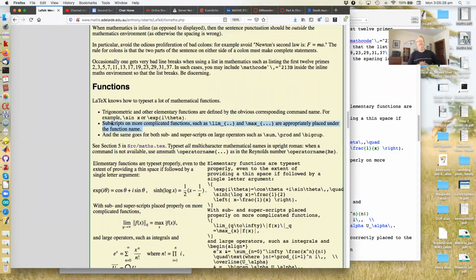Now, there are some more complicated functions such as limit and max. Normally, when we put a sub or a superscript, it goes on the right-hand side of the symbol, yeah? But for limit and max and various other operations, we normally write information underneath lim and underneath max. LaTeX will do that for us. So this is the example down here. This is how we want it to be typeset. How do we get it? We say limit subscript q goes to infinity. LaTeX puts the subscript underneath. Maximum over x, so \max, and then subscript x, and the x goes underneath.